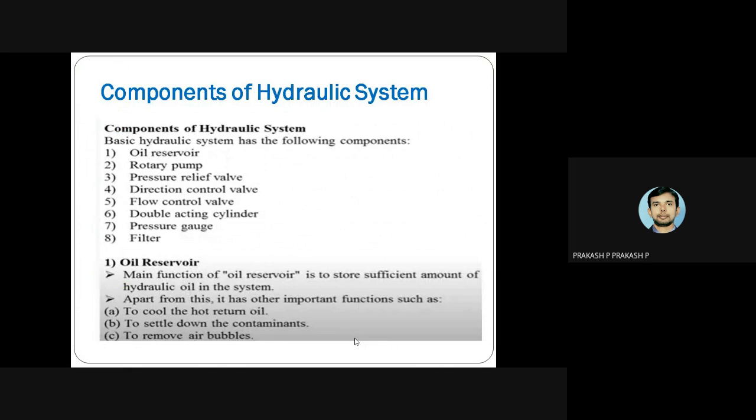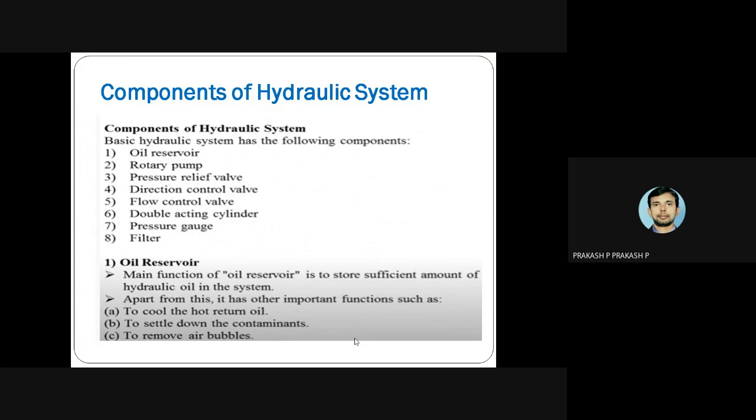Basically, the components of a hydraulic system. The major components we have to see in a hydraulic system: first is oil reservoir, rotary pump, pressure relief valve, direction control valve, flow control valve, double acting cylinder, pressure gauge and filter. These are the main important components used to actuate the hydraulic system.